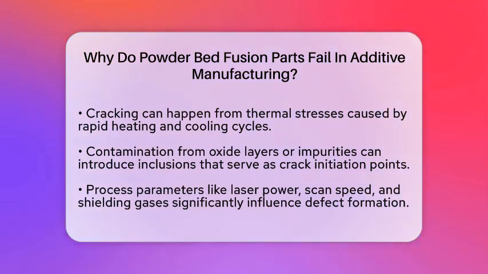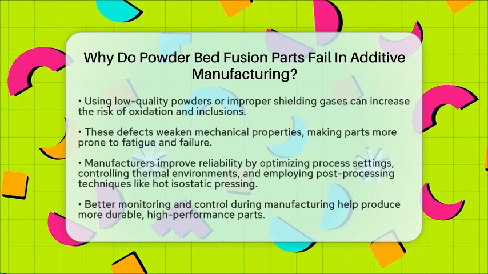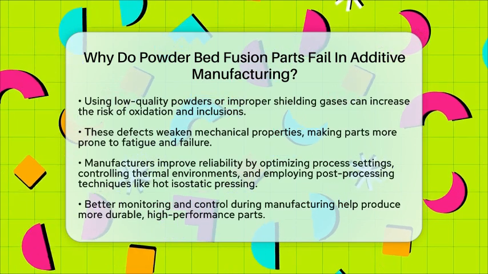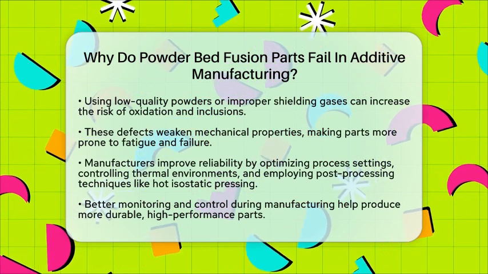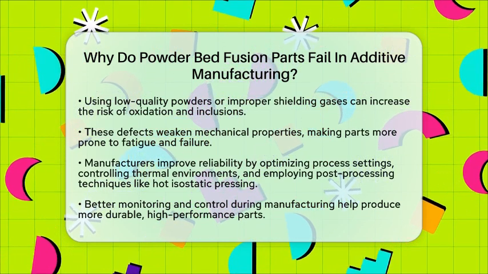Using low-quality powder or improper shielding gases can also lead to defects. For example, inadequate shielding can allow oxygen or moisture to contaminate the powder, causing oxidation and inclusions. All these defects weaken the part's mechanical properties. They serve as starting points for fatigue cracks, especially under cyclic loads.